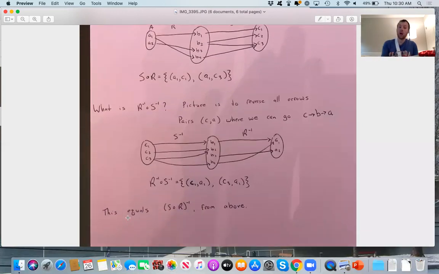So another way of saying this is that this relation that we computed is the inverse of the first relation that we computed, because we've taken the two ordered pairs in here and flipped the order of both coordinates to get these ordered pairs down here. And this is not an accident.